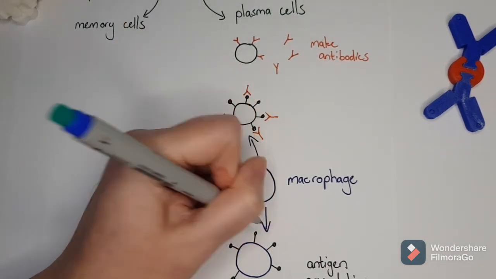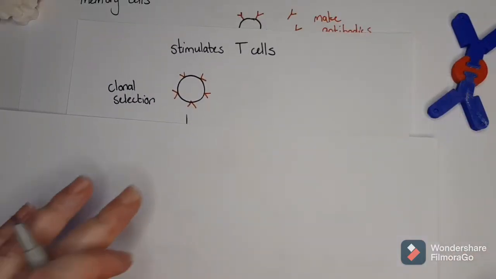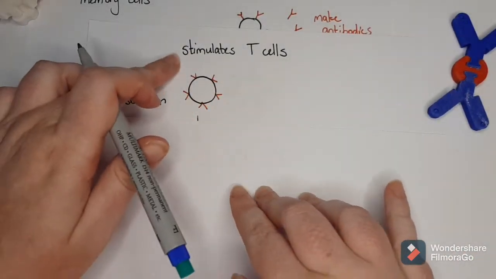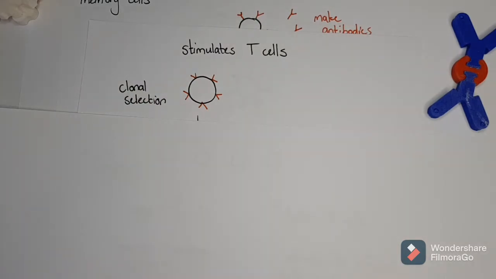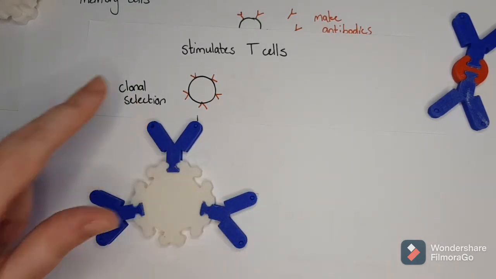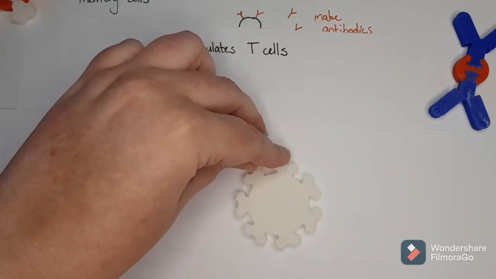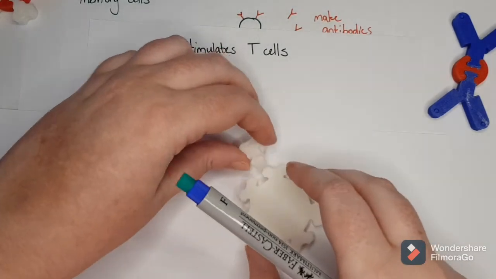And the macrophages specifically present the antigens on the outside. And when they do that, they stimulate the T cells. So the T cells are the same as the B cells, but they don't quite have an antibody structure, but they do have something similar, which will match in the same way, and it will then select the correct clone. So for clonal selection of the T cell that has been stimulated by that white blood cell with that antigen on the outside to come in and match.